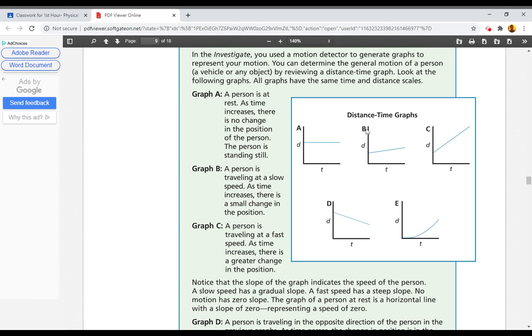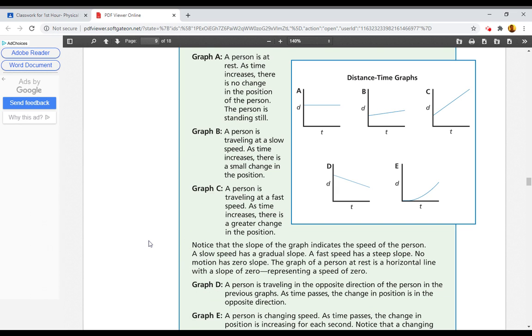Graph B, a person is traveling at a slow speed. As the time increases, there is a small change in the position. Graph C, a person is traveling at a fast speed. As time increases, there is a greater change in the position. Notice that the slope of the graph indicates the speed of the person. A slow speed has a gradual slope. A fast speed has a steep slope. No motion has a zero slope. The graph of a person at rest is a horizontal line with a slope of 0, representing a speed of 0.